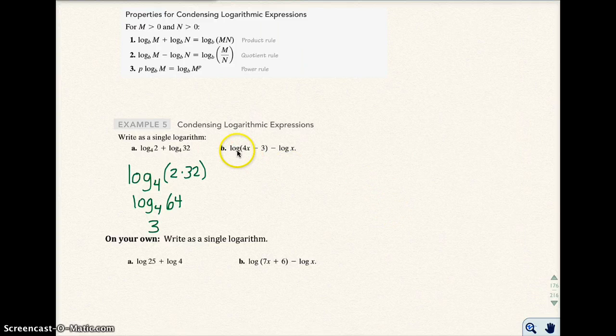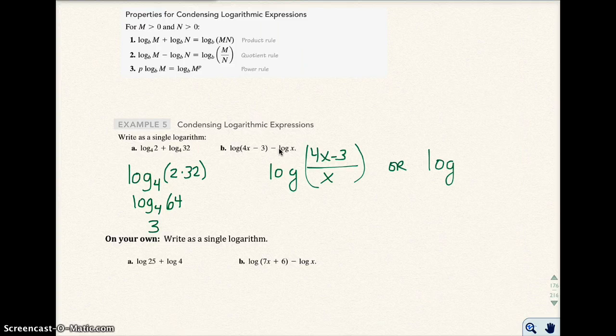Here I have log, and these are both base 10 because there's no base indicated. And there's subtraction, so I can go ahead and write the quotient there, and I get log of 4x minus 3 all over x. And you don't have to have the parentheses there, or you could do it without the parentheses. The log of 4x minus 3 over x.